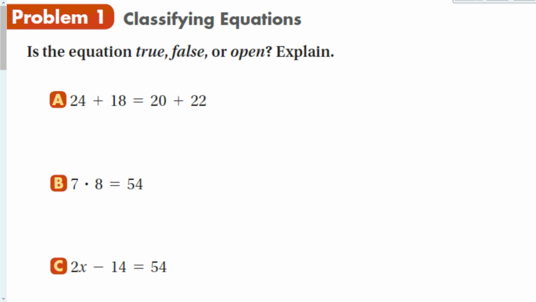So let's look at our first problem. Let's classify these as true, false, or open. Well, part A, 24 plus 18 is 42. 22 plus 20 is also 42. So this is true.